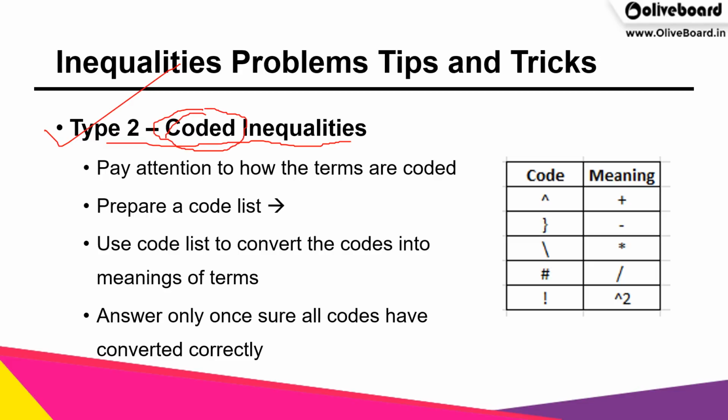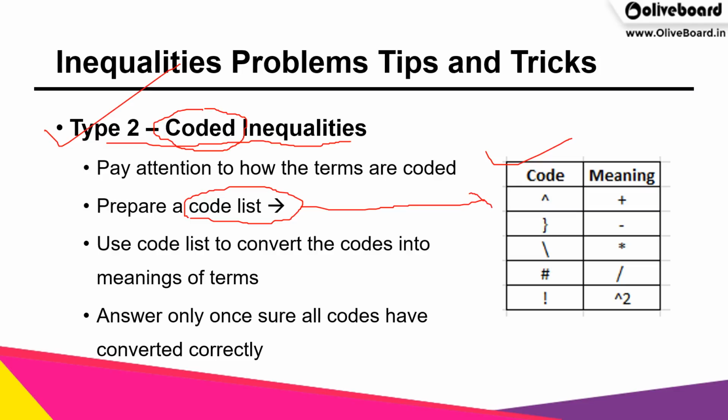Okay, there are codes for the meanings, due to which we cannot be really sure about what they are unless and until you draw the code list. Code list is nothing but you are decrypting the codes into their meanings. Okay, you are converting the codes into their meanings.